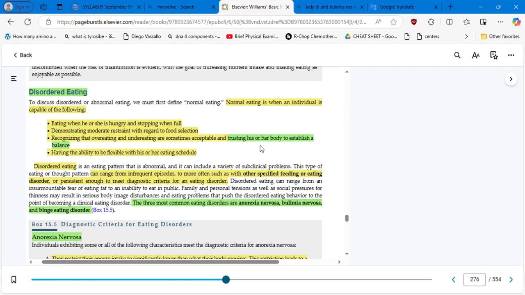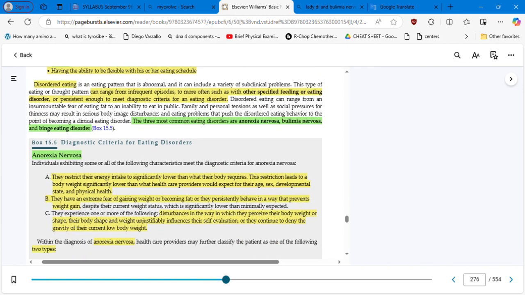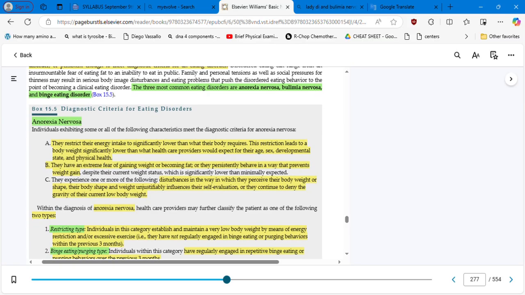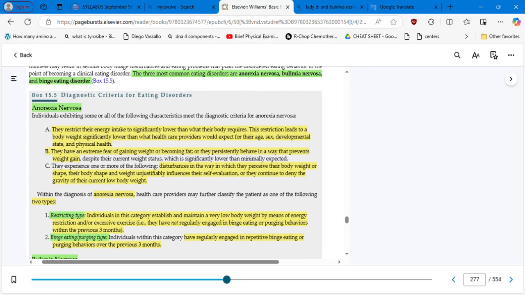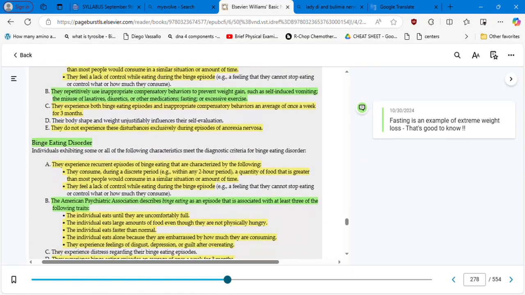That's another important one. So disordered eating can range from infrequent episodes to more often, such as with other specified feeding or eating disorder, or persisting enough to meet diagnostic criteria for an eating disorder. We are going to review the diagnostic criteria in a few seconds. The three most common eating disorders are anorexia nervosa, bulimia nervosa, and binge eating disorder. So here we have a table, okay, for the diagnostic criteria, and we are going to hold on this table and then we're going to come back.